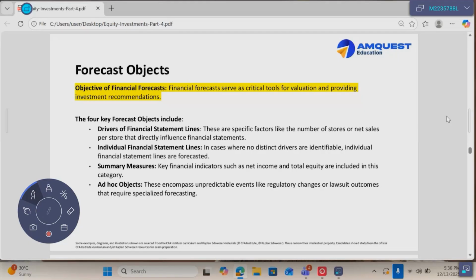Then we can also do some analysis on ad hoc items. These encompass unpredictable events like regulatory changes or lawsuit outcomes that require special forecasting. So let's say we are analyzing Facebook. Facebook usually comes under scrutiny related to data privacy, etc. So if the regulators fine them for violating data privacy, these kinds of things must be forecasted. Another very simple example, which is applicable to many companies, is if they decide to shut down a particular unit: how much cost will they save, how much sales will be impacted, etc. This kind of analysis is also required.